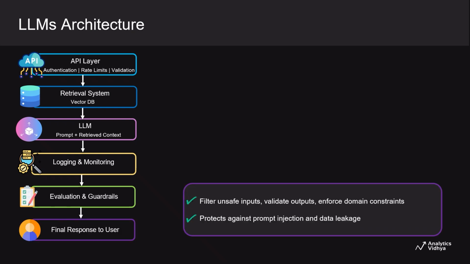When we combine all these components, a production LLM system follows a clear flow. The request enters through the API layer. Relevant information is retrieved from external sources. The language model generates a response using that context. Then monitoring, evaluation, and guardrails ensure that the system behaves reliably. Finally, the response is returned to the user.